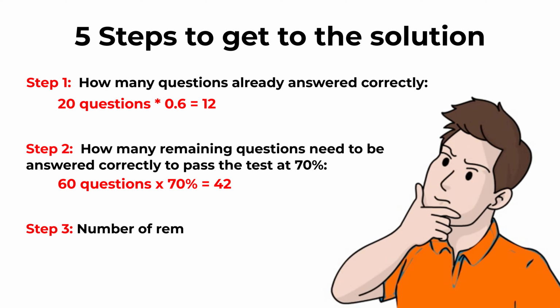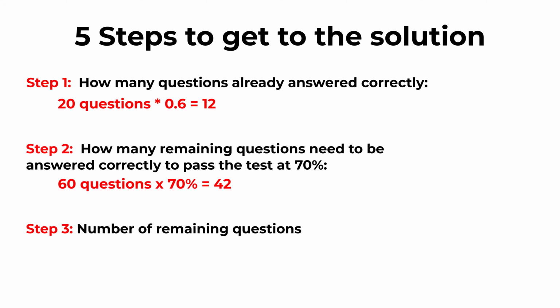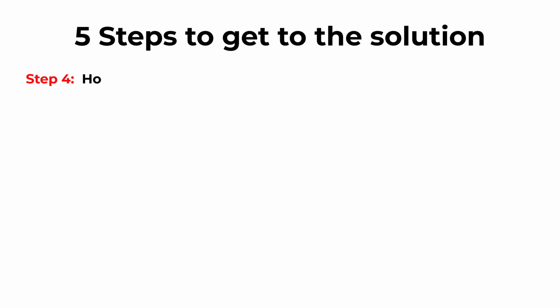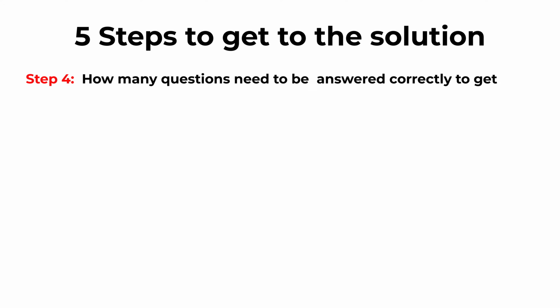In the next phase, we need to calculate how many questions remain on the test. To do this, we need to subtract 20 from 60, and it tells us that 40 questions are still remaining. Now, how many of the remaining questions need to be answered correctly to still get to a 70% passing rate?